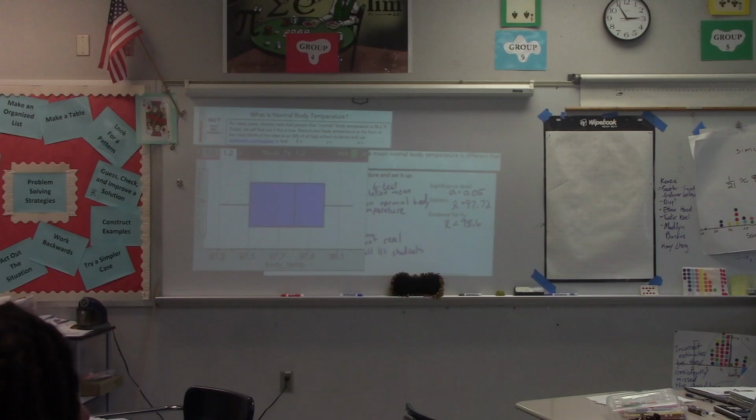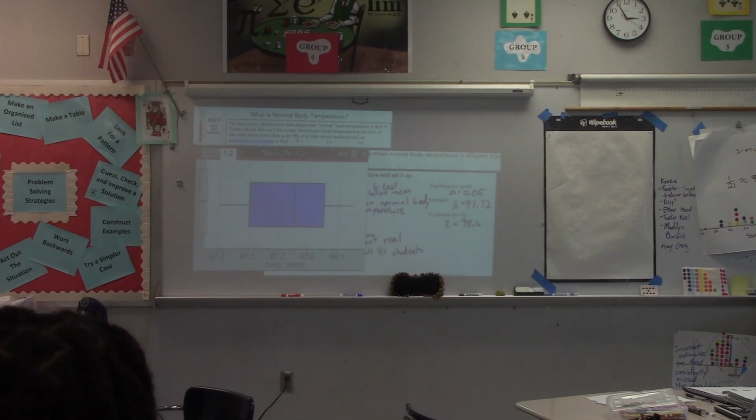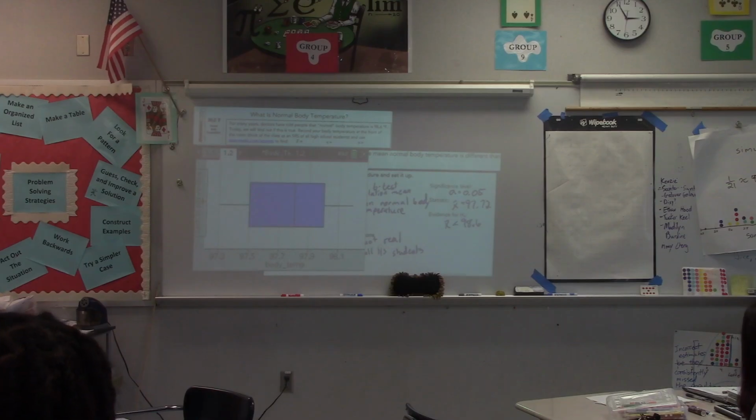So we had to look at the graph, the shape or the graph of the sample. And so that's what we did. I did a box plot. There's no heavy skewness. In fact, it's almost symmetric. And there's no apparent outliers. So it is safe to assume the sampling distribution is approximately normal.